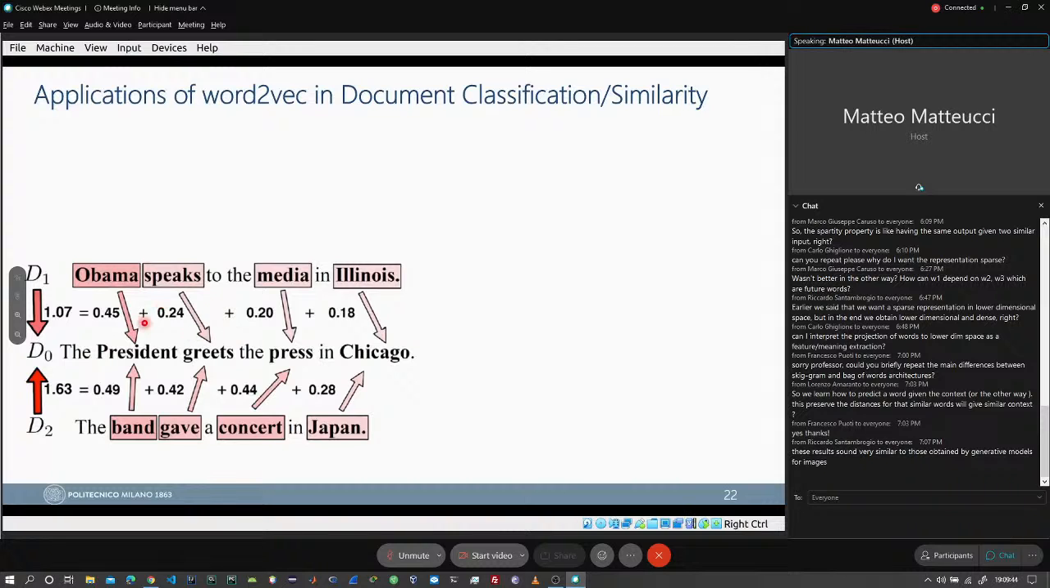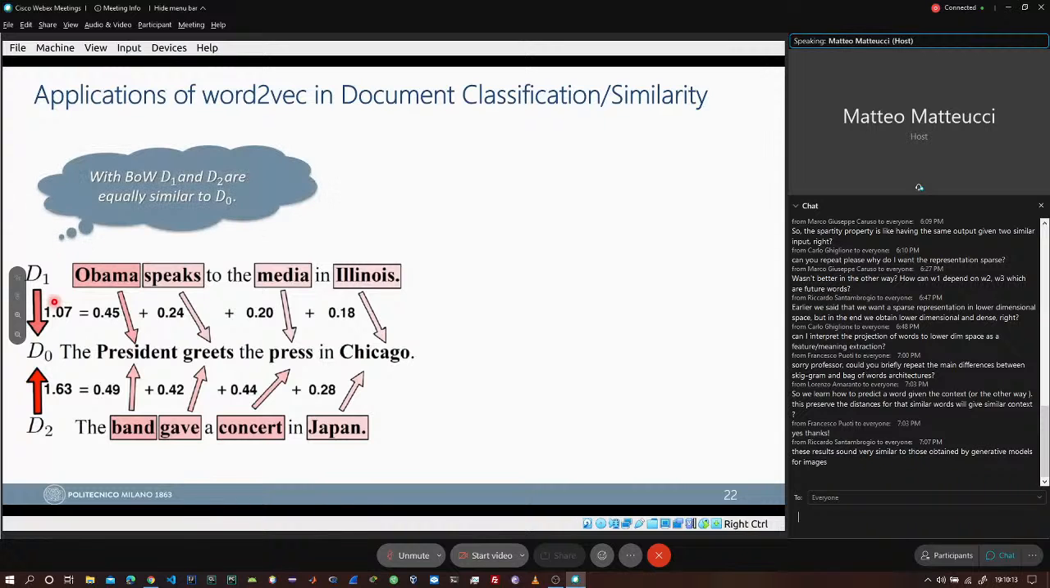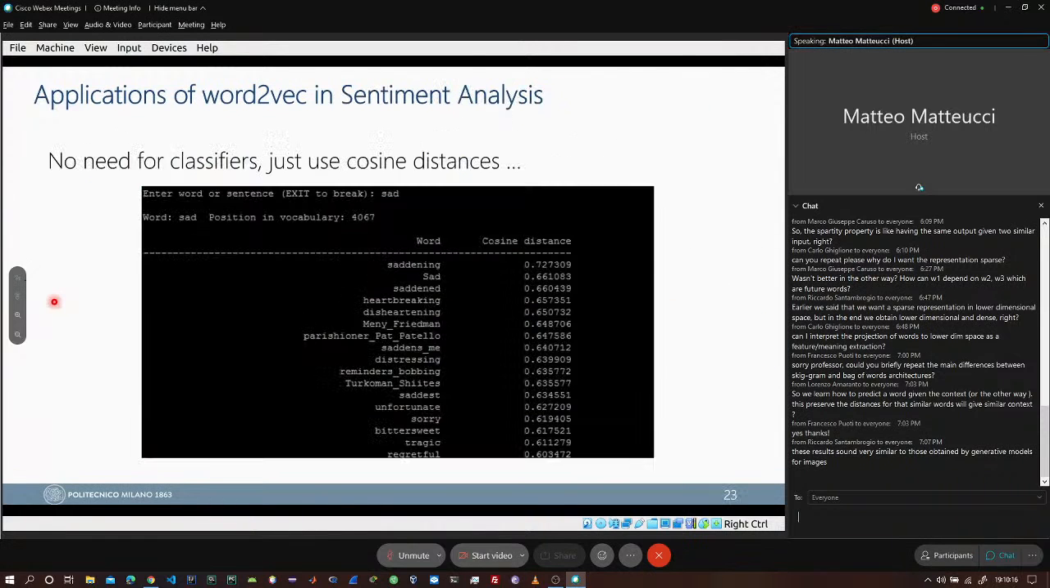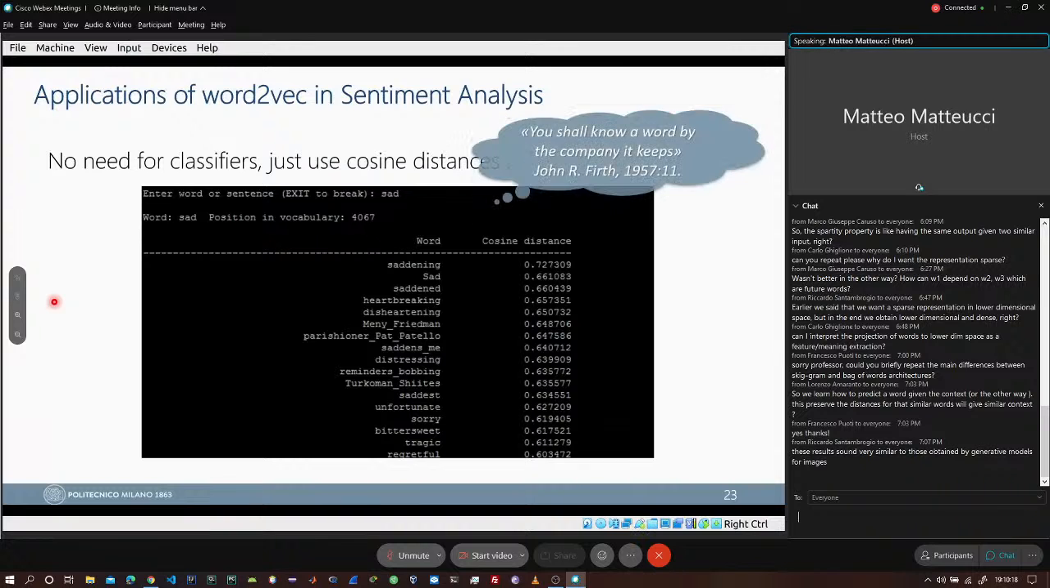These are some other distances. So, for instance, you have Obama and president at some distance in feature space, band and president at another distance, concert and media, concert and speech at other distances. And so basically, by computing which sentence on average is closer to another, you can compute the sentence similarity, for instance. And these are some other applications that I will skip.